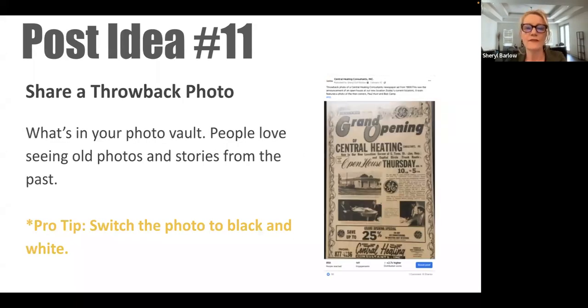Post idea number 11. Remember the hashtag TBT, Throwback Thursday? So that works for businesses too. And these are wildly popular. A lot of you probably have a photo vault with some old photos in there, maybe even actual physical photos that are curled up. Well, it can be as simple as this: flatten them out, try to get good lighting on them and take a picture of it. And that post will go crazy.